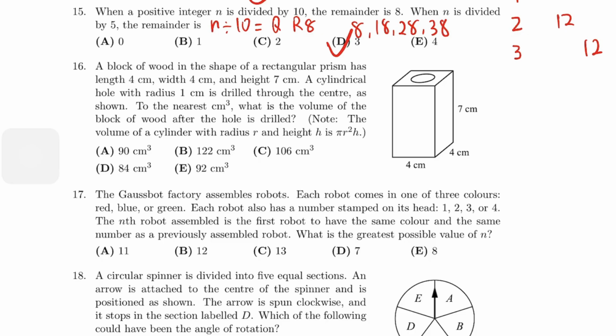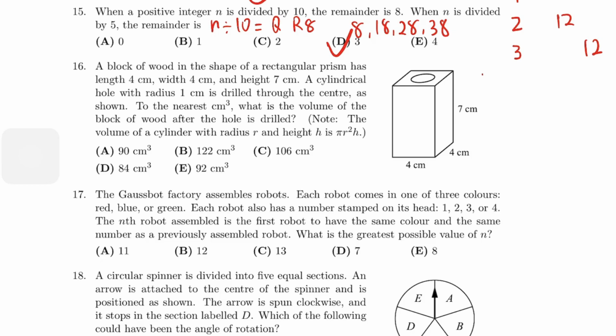Next, a block of wood in the shape of a rectangular prism has length 4, width 4, and height 7. A cylindrical hole with radius 1 centimeter is drilled through the center as shown. To the nearest cubic centimeter, what is the volume of the block of wood after the hole is drilled?